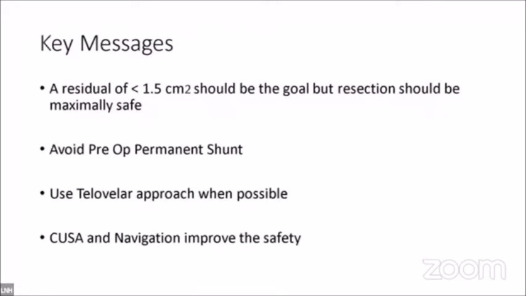So the key message over here is that a residual of less than 0.5 cm is acceptable. You don't have to take out every bit and scrap of it and cause the patient disability.